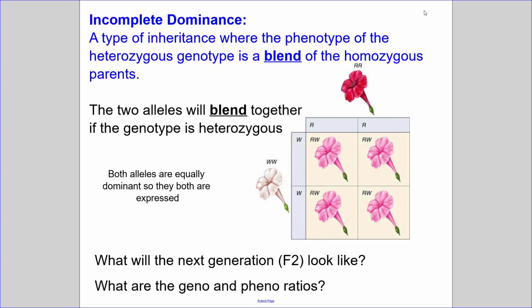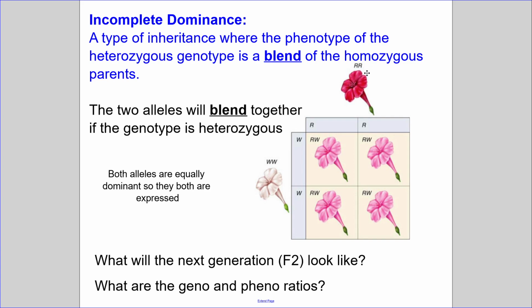This is a type of inheritance pattern where the phenotype of the heterozygous genotype, so uppercase, lowercase, is a blend of the 2 alleles, a blend of the homozygous parents. So it's a pretty tricky sentence right there. Take some time to read that through and process it. But essentially what it means is that the 2 alleles will blend together if the genotype is heterozygous.